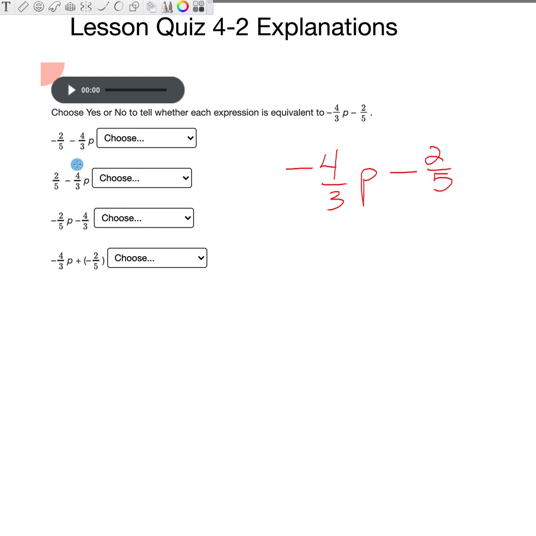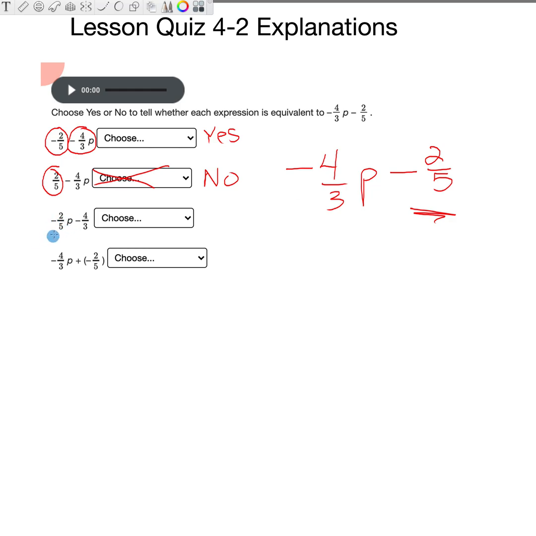And so let's go through and look at our choices. If we look at the first choice, we have a negative 2/5, and that's what we have over here. And we have a negative 4/3 p, and that's what we have here. So this is a yes. This one works. Let's look at the second one. We have a positive 2/5, but it's supposed to have a negative with it. So this one's wrong by default, right off the bat. 2/5 has to have a negative with it.